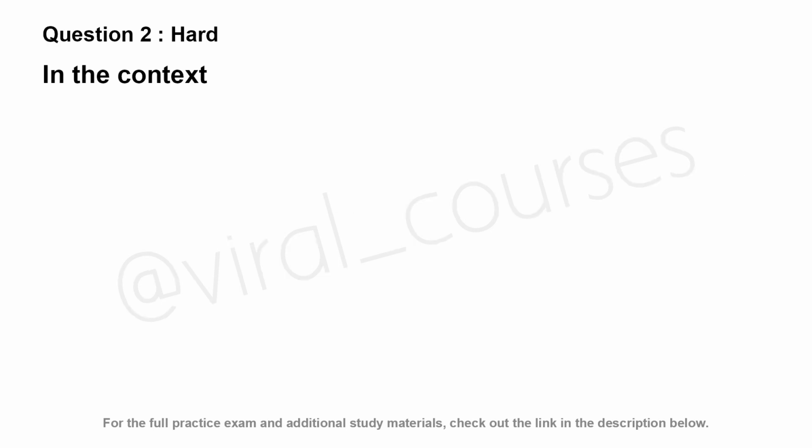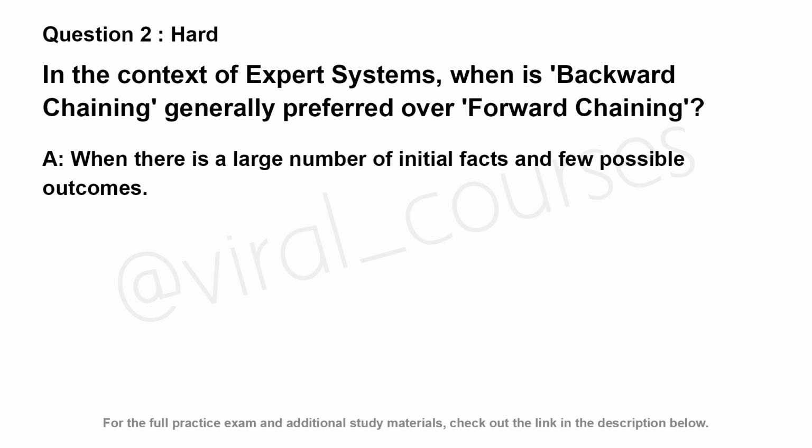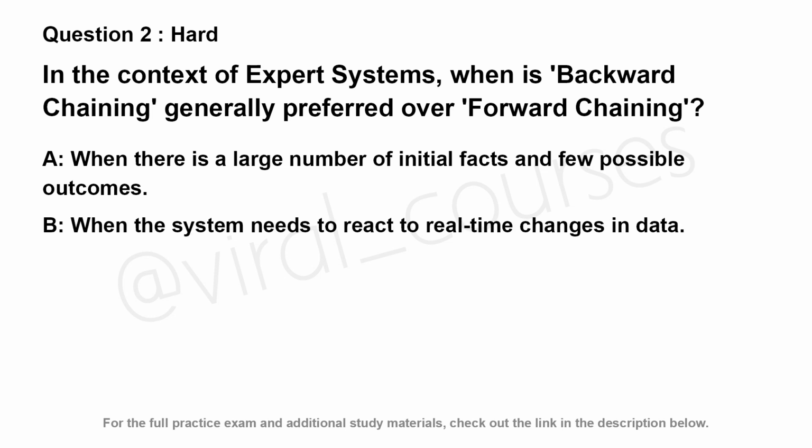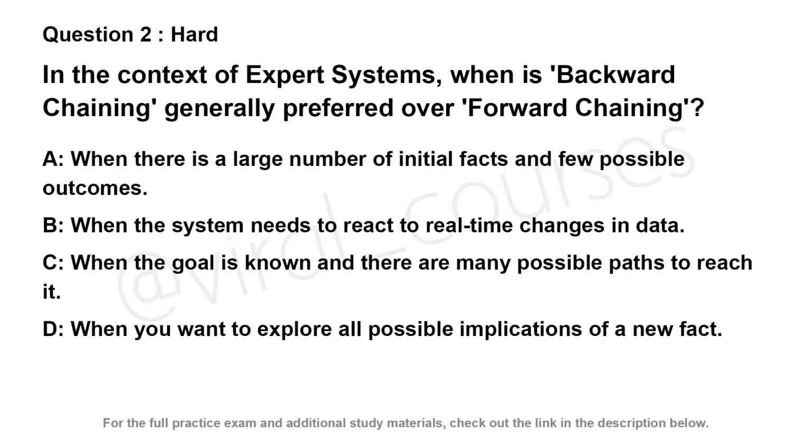In the context of expert systems, when is backward chaining generally preferred over forward chaining? Option A, when there is a large number of initial facts and few possible outcomes. Option B, when the system needs to react to real-time changes in data. Option C, when the goal is known and there are many possible paths to reach it. Option D, when you want to explore all possible implications of a new fact.